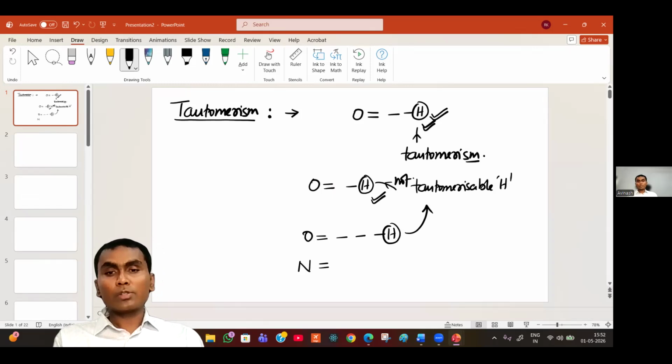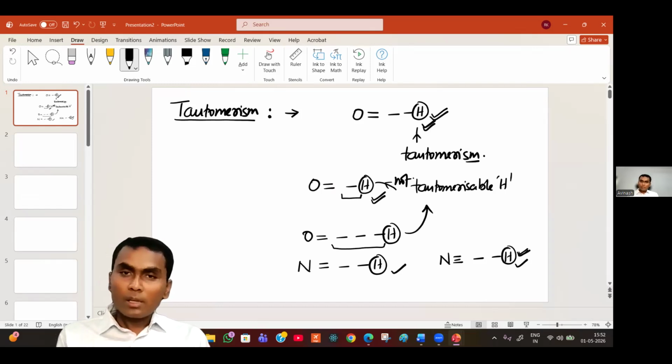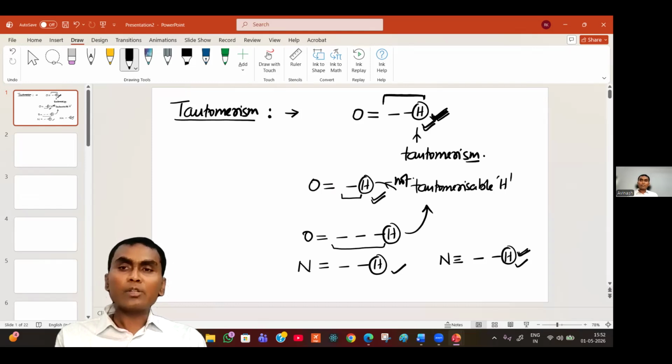In double bond single bond hydrogen, it is also called tautomerizable hydrogen. In triple bond single bond hydrogen, it is also called tautomerizable hydrogen. Hydrogen found at this place is called tautomerizable, otherwise it is not tautomerizable hydrogen. Like this, if three single bonds are present, or if only one single bond is present, then it is not tautomerizable hydrogen. It is this place. This place is important. Then this hydrogen is tautomerizable, it takes part in tautomerism, and it is called tautomerizable hydrogen.